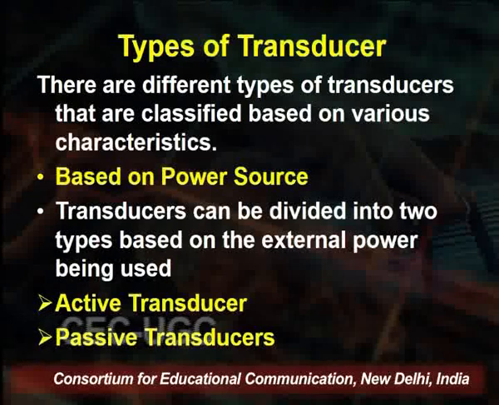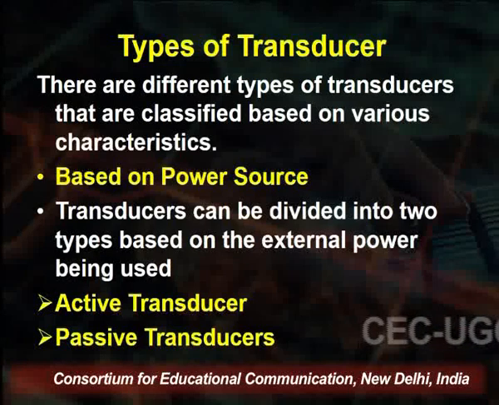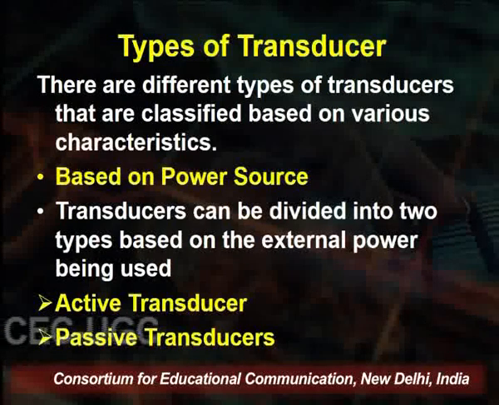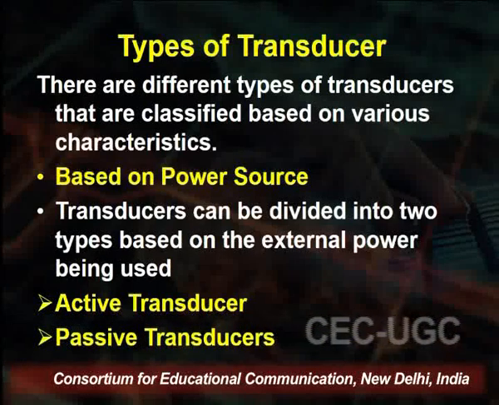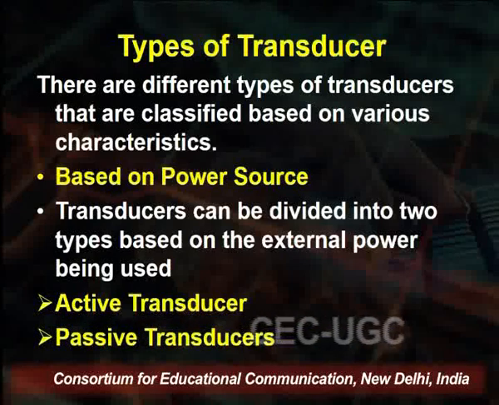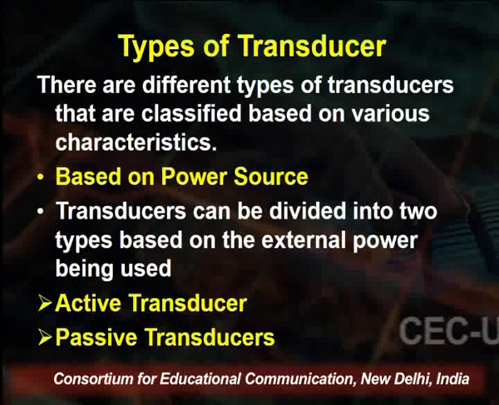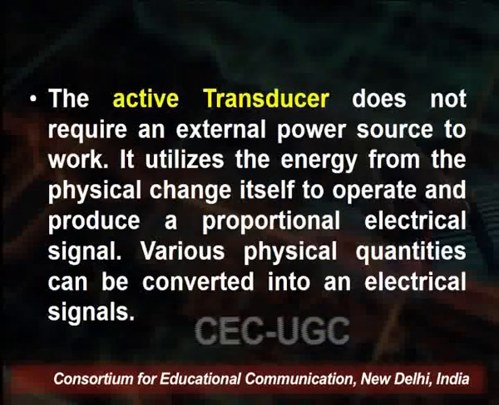If we talk about the power sources, based on the external power being used, transducers can be divided into two types. Number one is the active transducers, number two is the passive transducers. If we classify the transducers on the basis of the power source which is given externally, then they are defined by the two types. Number one is the active transducer, second is the passive transducer.